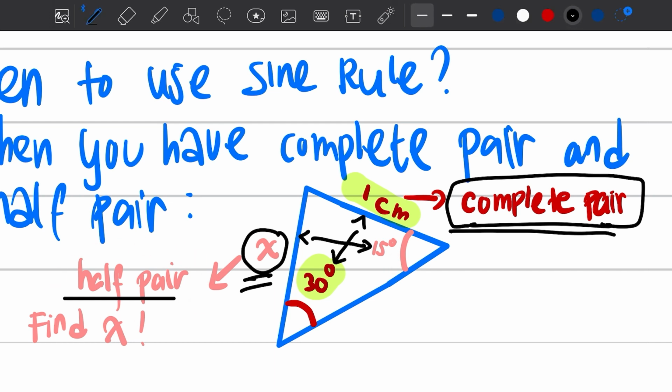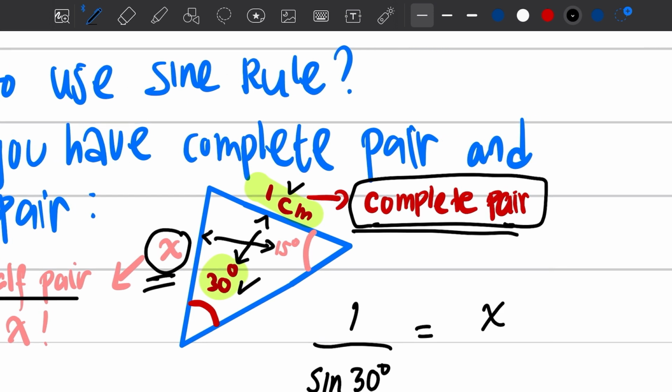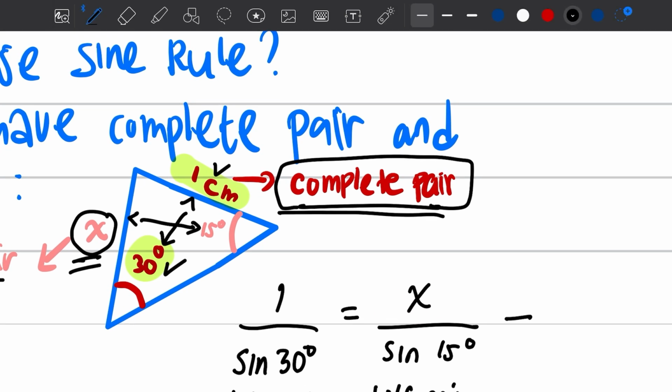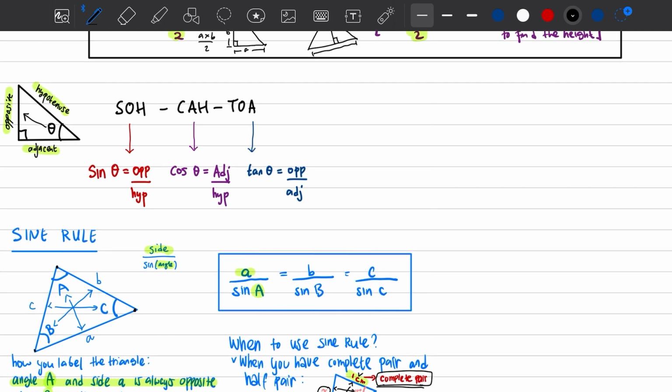So we can apply the sine rule. In this case, we have side over sine of the angle. So 1 over sine 30, this is the complete pair part, equals x over sine 15 degrees. This is the half pair, meaning that we only know one value, but we don't know the other. This is the one that we want to find. So you can solve for x by using the sine rule. Now, what if I don't have a complete pair and a half pair?